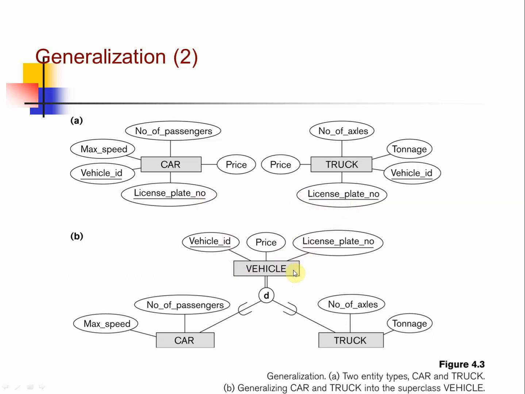And of course, we can give it a different name, say called vehicle. In the vehicle, we can have the vehicle ID, price, license plate number, etc. And then we can have those subclasses with their own local attributes. So you can see originally car and truck were entities, and now they became subclasses. So this gives you an idea of what generalization can do.